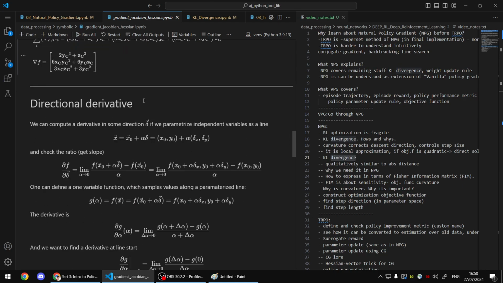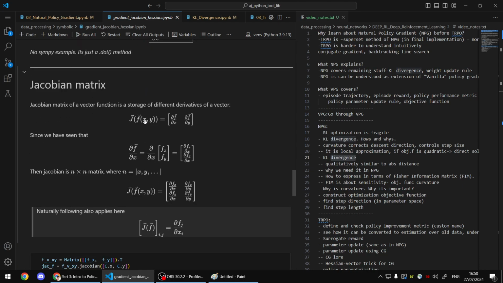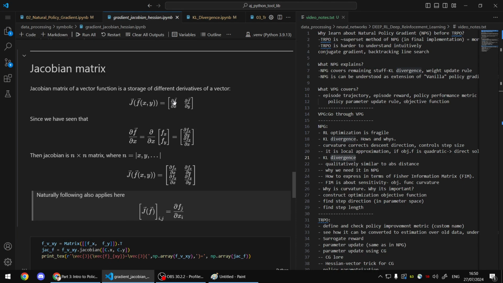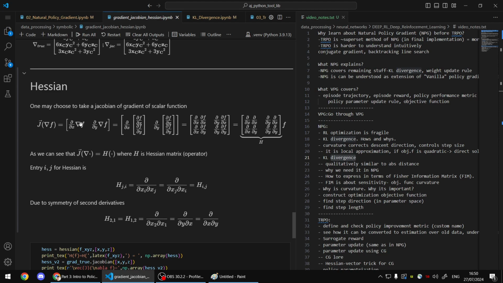You're familiar already with the gradient. The Jacobian is just an operator, a row vector. Here's the example for the Hessian. If we apply this row operator onto the gradient, we basically retrieve the Hessian matrix of mixed derivatives.